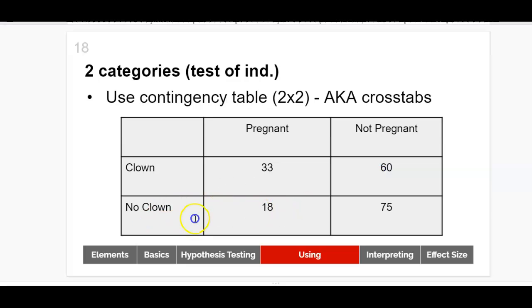Four individuals were assigned the no clown condition; 18 got pregnant and 75 did not. So again, individuals were randomly assigned, and then we waited and saw the outcomes. When we look at this, we can call it a contingency table. Again, these are frequencies or counts. It's also called crosstabs. So I'm just going to take you through some steps with chi-square.